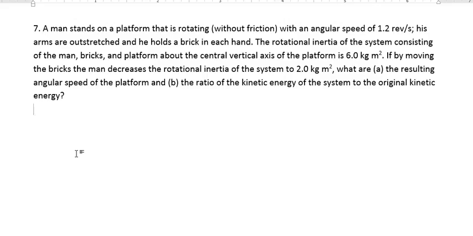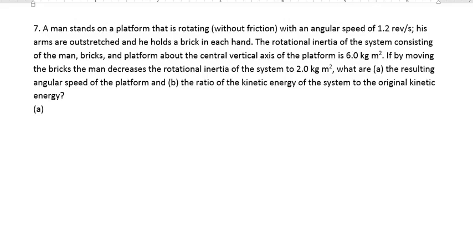So, the rotational inertia of the system consisting of the man, bricks, and the platform about the center axis of the platform is 6 kilograms meter squared. If by moving the bricks, the man decreases the rotational inertia of the system to 2 kilogram meter squared, what are A, the resulting angular speed of the platform, and B, the ratio of the kinetic energy of the system to the original kinetic energy? All right, so let's get started.